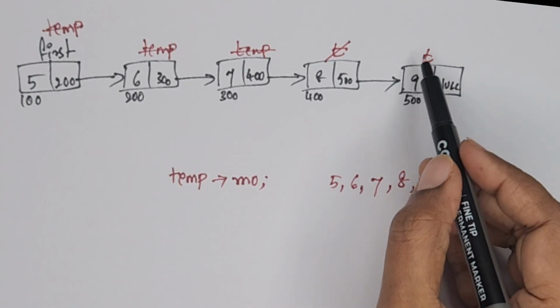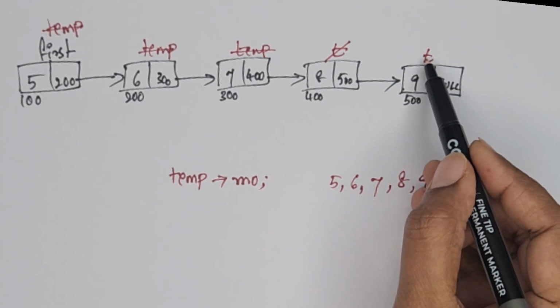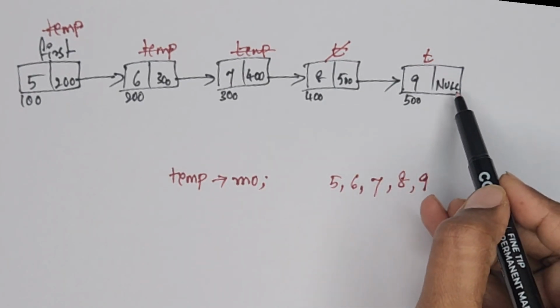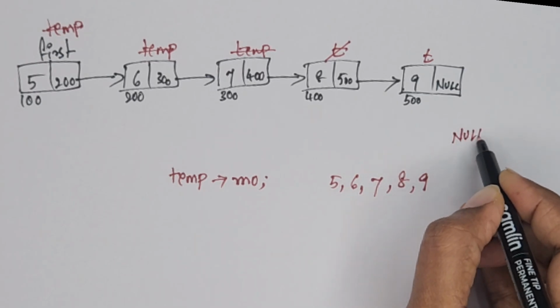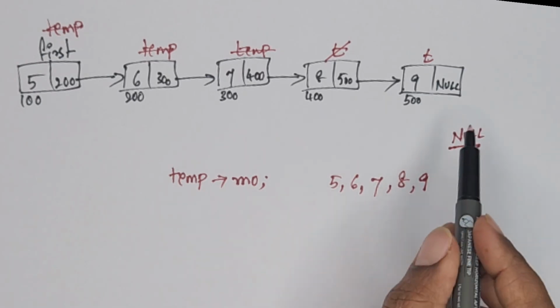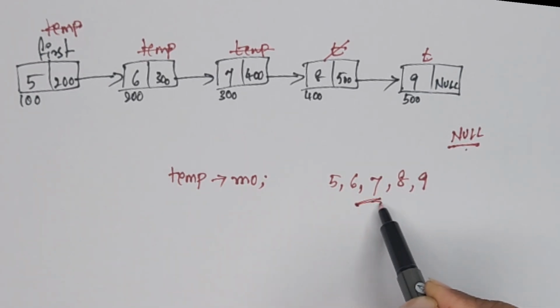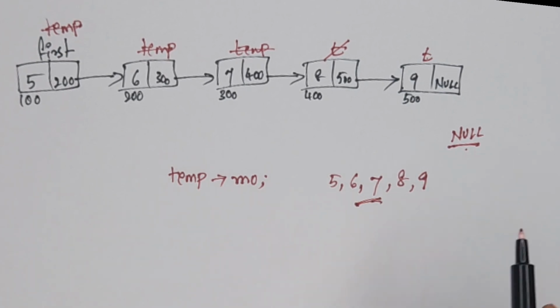So how many times do you have to move like this? See, now temp equals temp of next. What is temp of next? It is null. If it is null, you cannot display. So until it is null, you have to display temp of roll number.